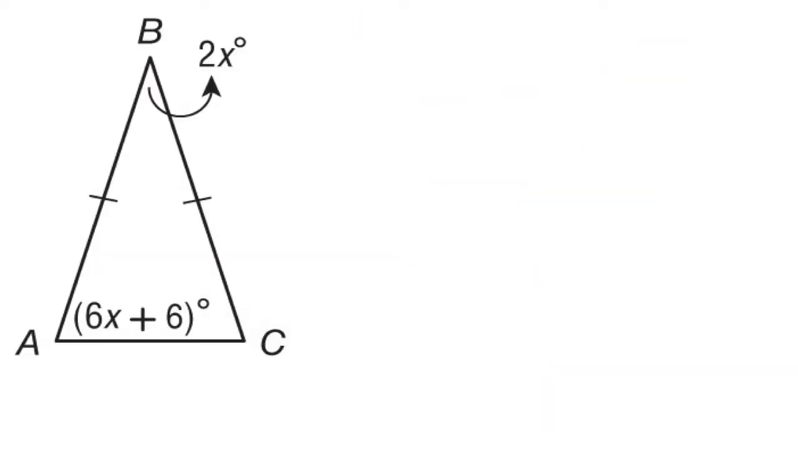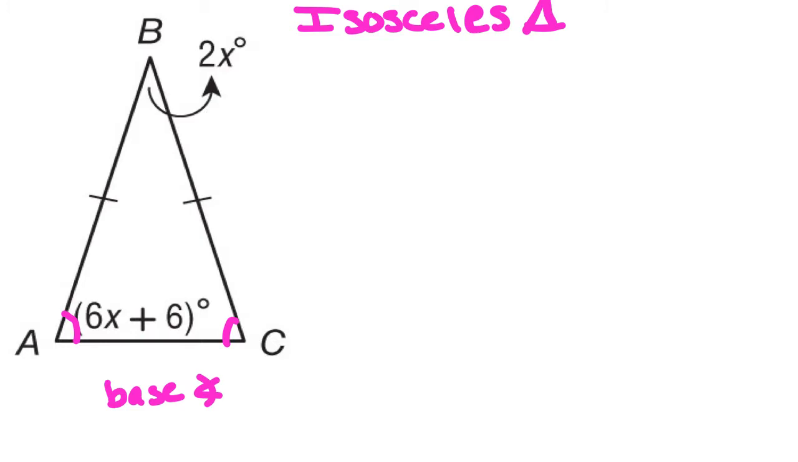Now for this example, again we have the two sides are congruent, which allows us to say that this is an isosceles triangle. Now because of the fact that it's an isosceles triangle, we know that these base angles are congruent. So since this angle is 6x plus 6, this allows me to say that this angle right here should be 6x plus 6 as well.